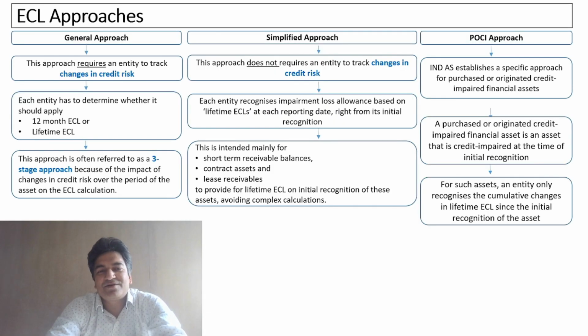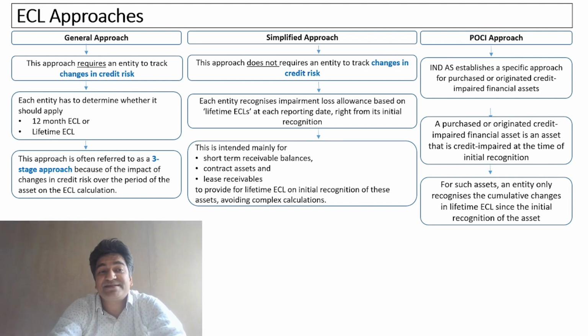So guys, let us now understand what are the various approaches to this expected credit loss model. There are three such approaches. One is the general approach, second one is the simplified approach, and the third one is POCI approach. We will discuss about these approaches, but let us first understand few terminologies which are mentioned on this slide. That is 12-month ECL and lifetime ECL.